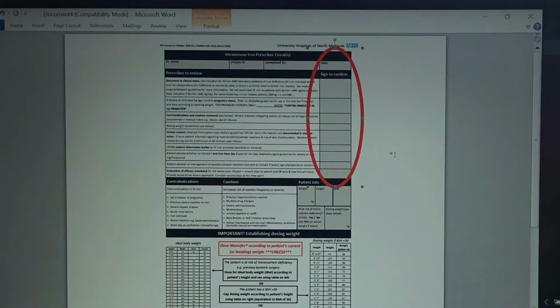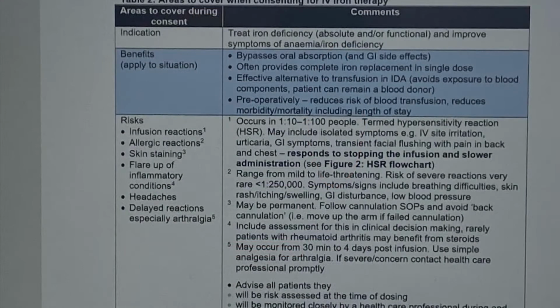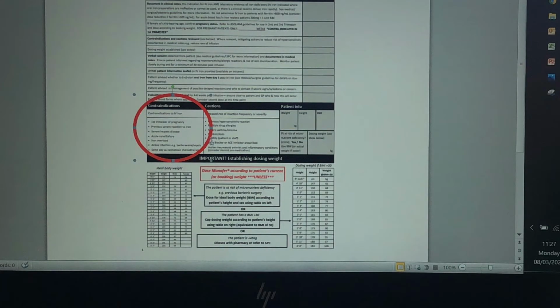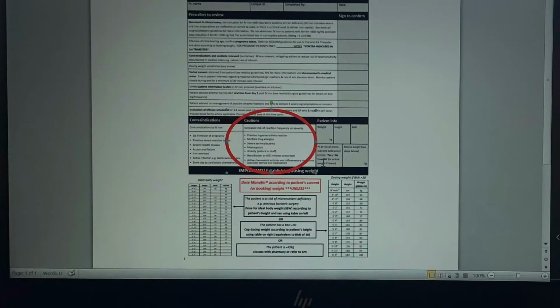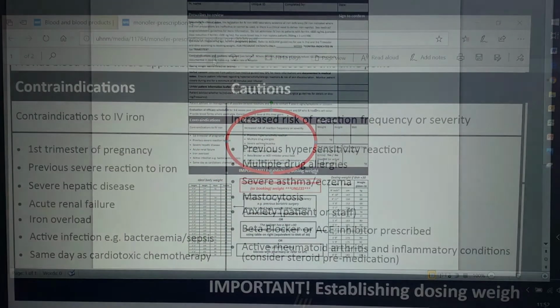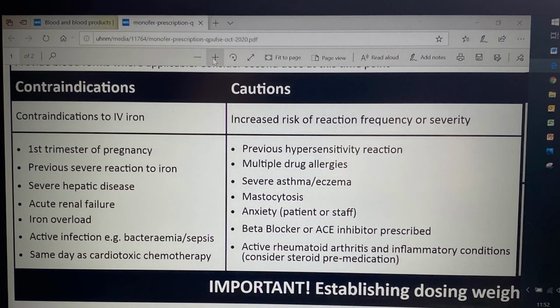You then need to work your way through the checklist, signing to confirm that each point has been undertaken. Obtain verbal consent for IV iron and document this in the medical notes. Further support on the consent are found in the medical guidelines. The Monifer prescription highlights the contraindications and cautions for IV iron. Where a patient has a caution, the iron should be given more slowly.